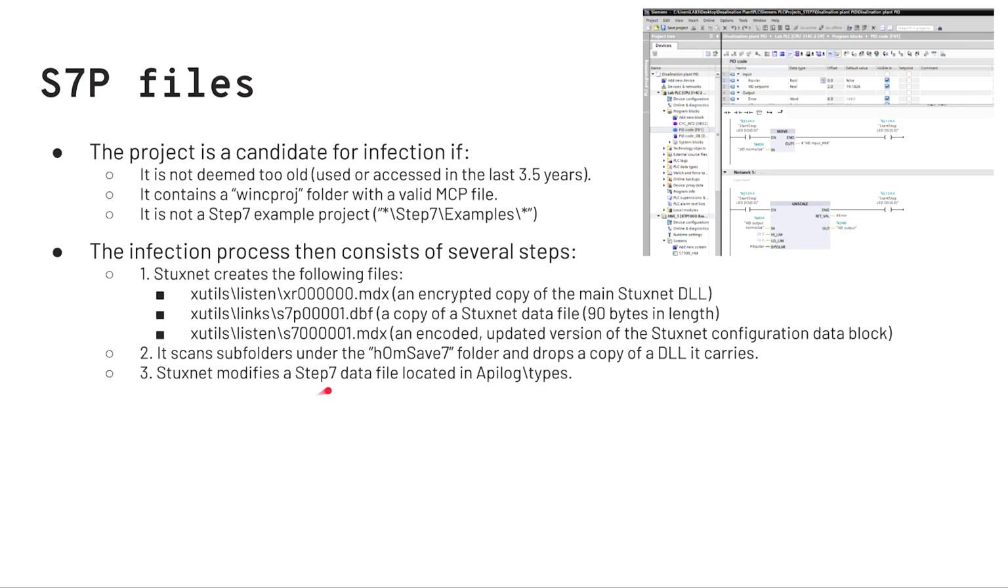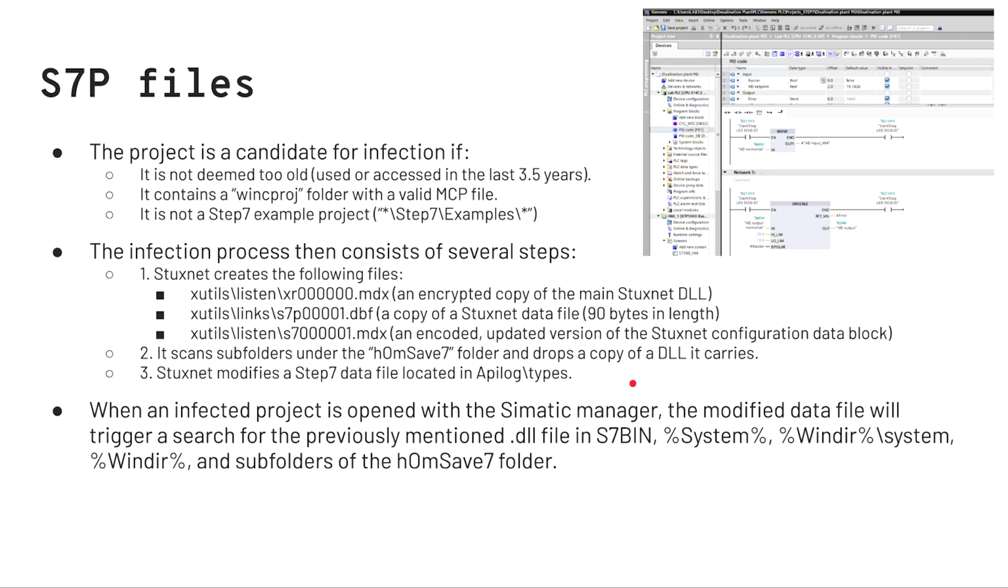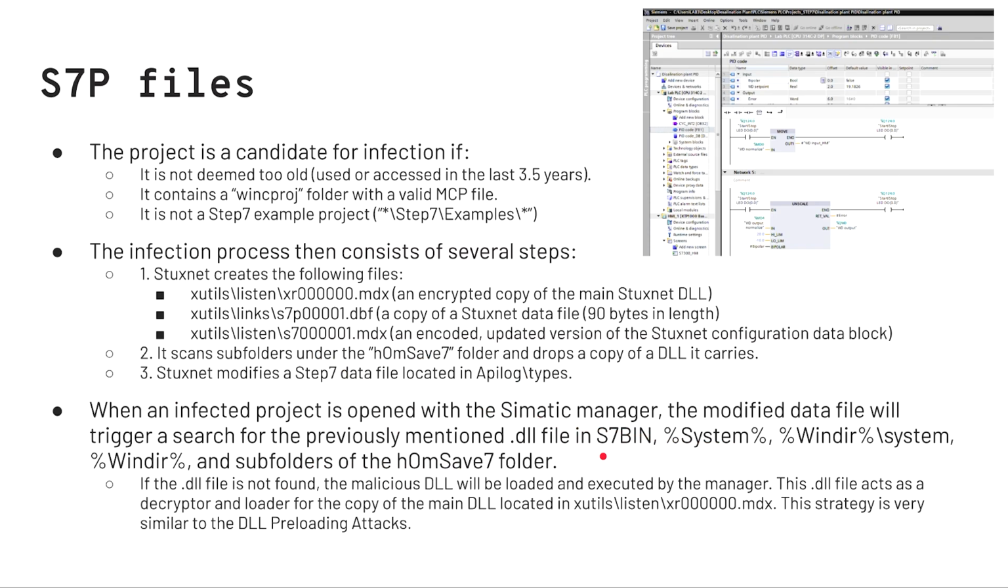And as a third step, it would modify a Step 7 data file located in this directory. So when the infected project is opened using the Siemens Simatic Manager, this modified data file would trigger a search for that DLL we just mentioned, in those directories: S7bin, system, Windows directory, system directory, and subfolders from before. If that DLL file was found, it would be executed. But if it wasn't found, then a malicious DLL will be loaded and executed by the manager, in a way that would act as a preloading DLL.